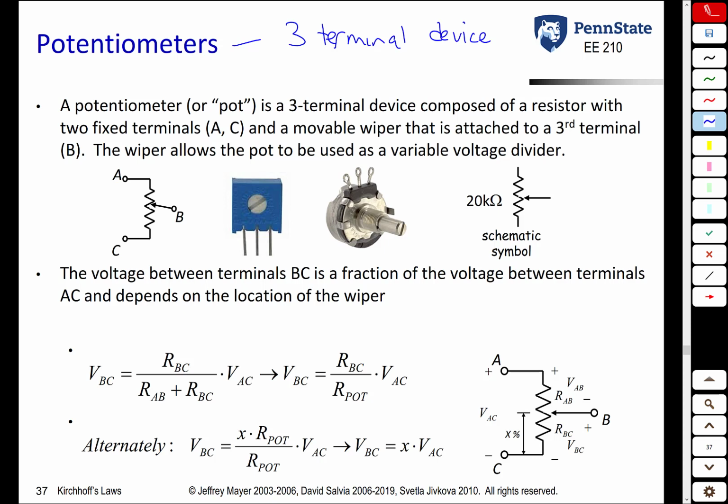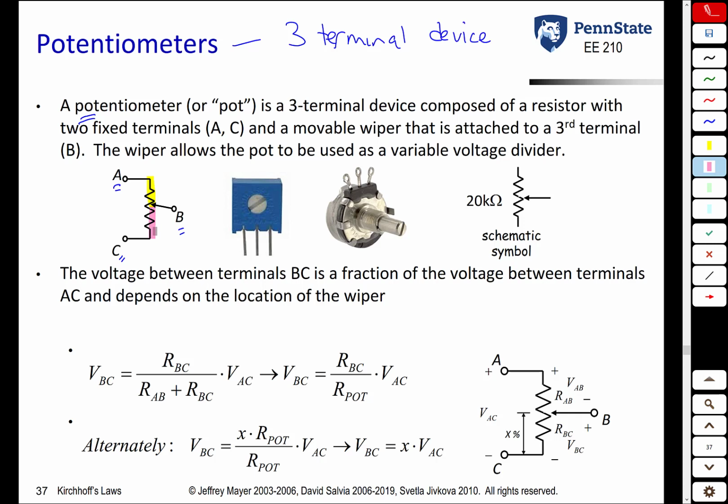So a potentiometer, which by the way we will abbreviate and call a pot most of the time, is nothing more than a resistor with 2 fixed terminals A and C, and then a movable wiper that is attached to a 3rd terminal, which we call B. This allows this resistor in this potentiometer to be broken up into 2 distinct parts: the resistance between A and B and the resistance between B and C. And this allows the pot to be used as a variable voltage divider, as we're going to see in some examples.